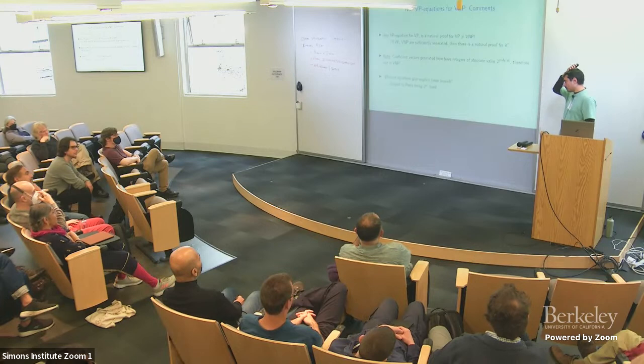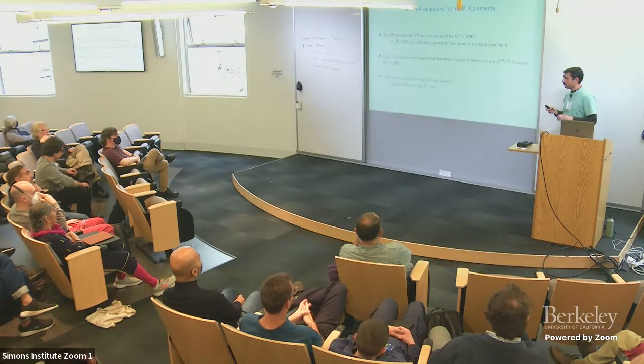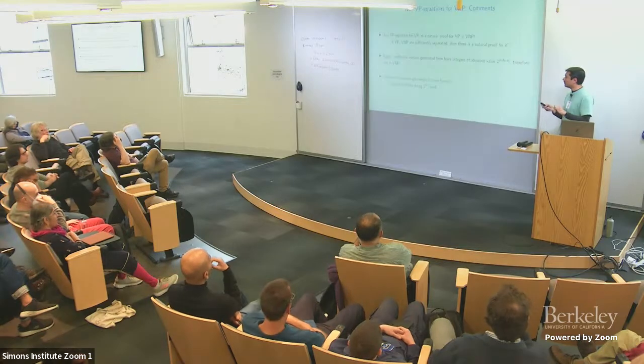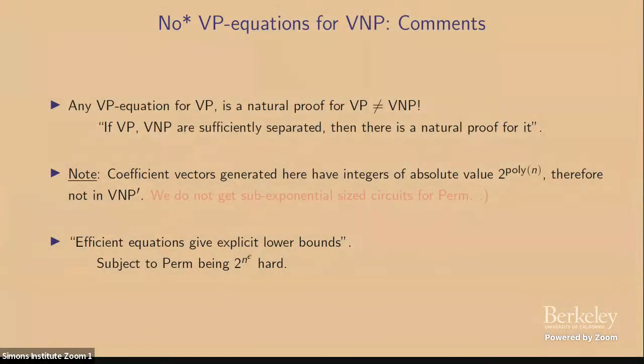And it also gives this very nice, very satisfying sort of statement. It tells you that if you have an efficient equation for some class, then you have an explicit object outside that class, because efficient equations don't vanish on all explicit coefficient vectors. And of course, subject to the permanent being 2 to the n^epsilon hard, but I guess everybody believes that.